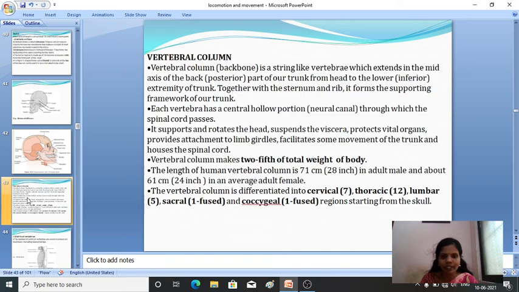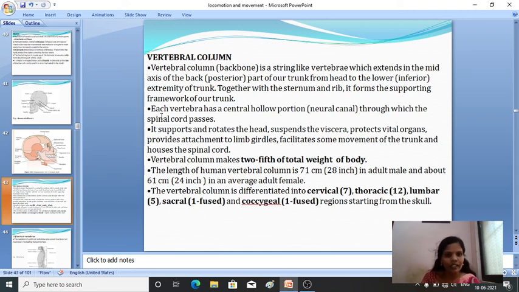I'll come to this later. Meanwhile, let me explain. The vertebral column, commonly known as the backbone, is a string-like series of vertebrae which extends in the mid-axis of the back, the posterior part of our trunk, from the head to the lower part. Together with the sternum and the ribs, it forms the supporting framework of our body. It generally helps in providing the framework to our trunk.